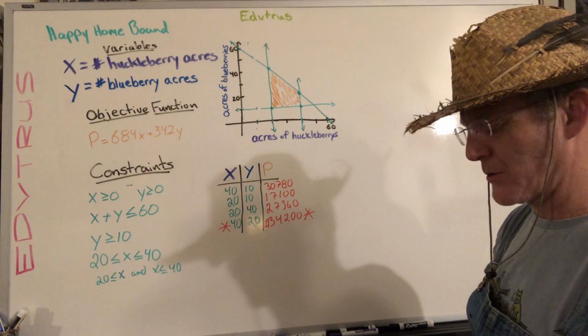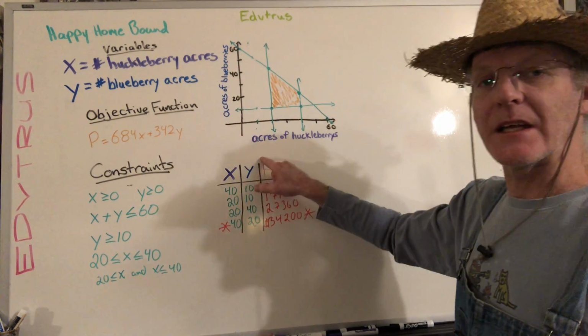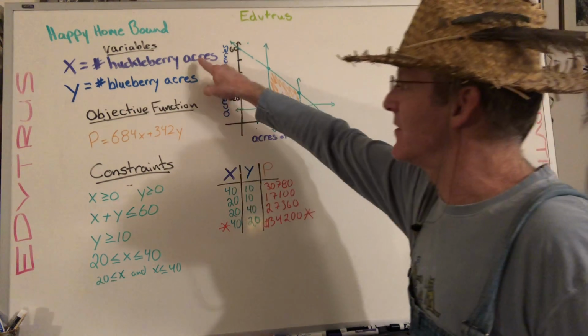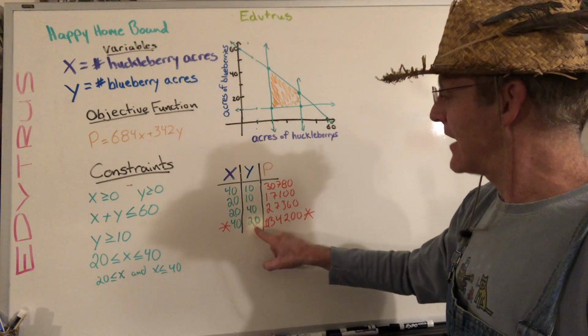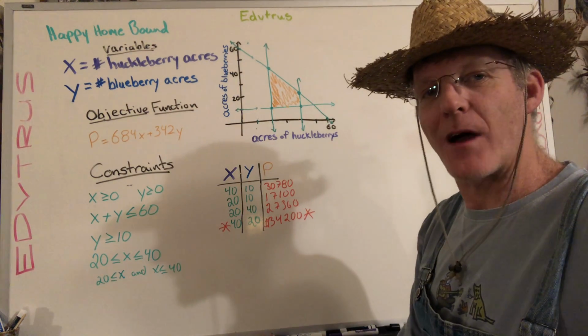What we want to do is go ahead and grow 40 acres of blueberries and 20 acres of huckleberries. Got to get that right. That way you get the maximum profit, folks.